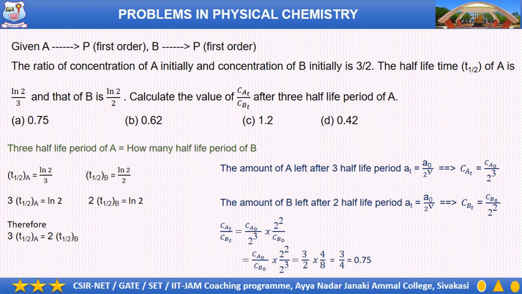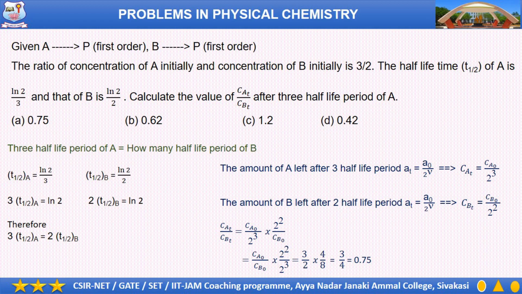How to approach this? For this you have been given this data. Simplify this: 3 T half of A is equal to ln2, and 2 half-life of B is also ln2. Therefore, 3 half-lives of A is equal to 2 half-lives of B.